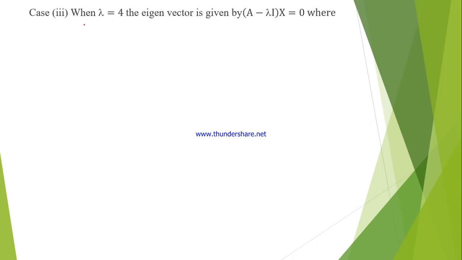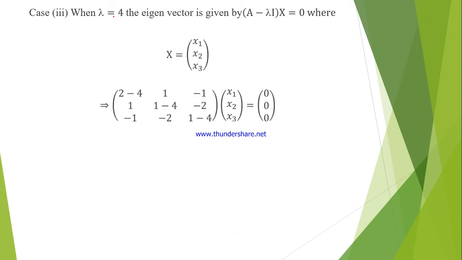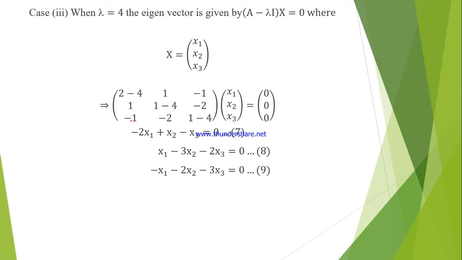In the same way, we have to find the eigenvector corresponding to the eigenvalue lambda equal to 4. For this one, we have to subtract lambda from the given matrix, A minus lambda I: 2 minus 4, 1 minus 4, 1 minus 4. We get three equations. 2 minus 4 is minus 2, so minus 2x1 plus x2 minus x3 equal to 0. x1 minus 3x2 minus 2x3 equal to 0. Minus x1 minus 2x2 minus 3x3 equal to 0.